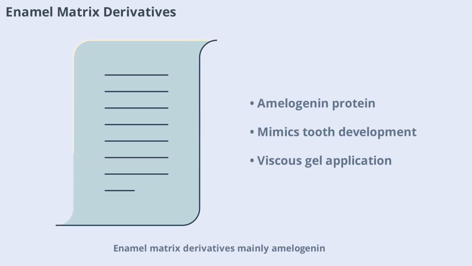Enamel matrix derivatives, mainly amelogenin, are proteins secreted during tooth development that induce cellular cementum formation. Their application in periodontal regeneration mimics natural developmental events, promoting the restoration of lost tissues. These derivatives are delivered as a viscous gel and have been approved for clinical use.